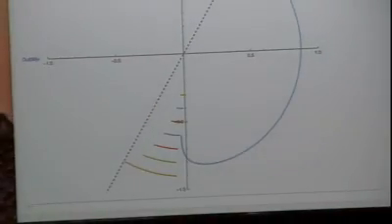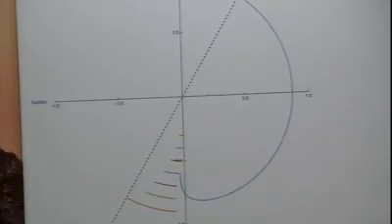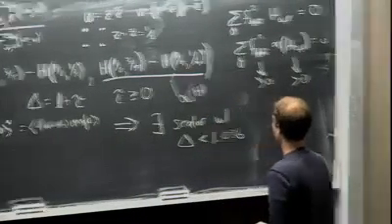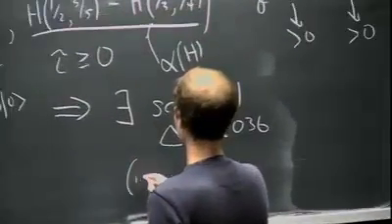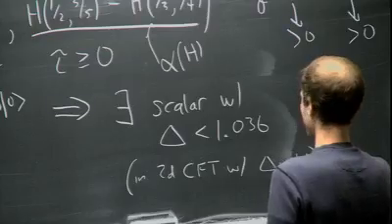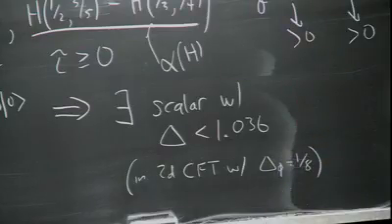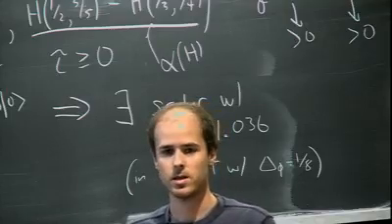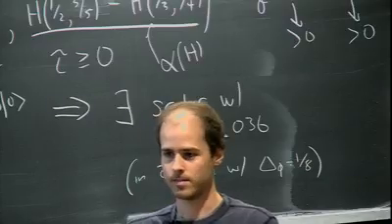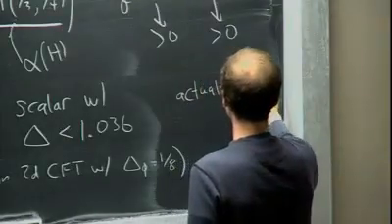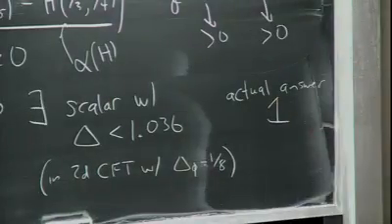So the conclusion is that there exists a scalar with dimension delta less than 1.036. So this is in a 2D CFT with a scalar operator with dimension 1/8. So does anybody know what the dimension of the lowest dimension scalar appearing in the sigma sigma OPE is in the 2D Ising model? Speak up. 1. Okay. So the actual answer is 1.